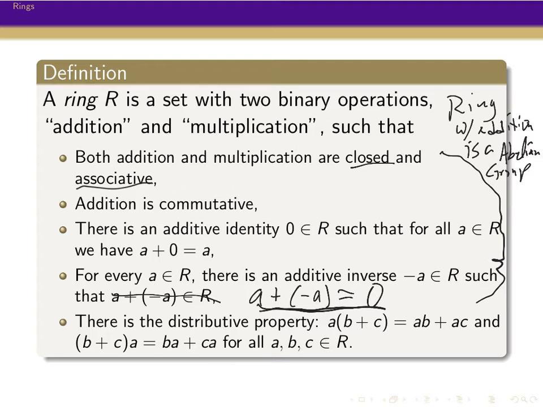Notice we had to write it two different ways because we're not saying that multiplication has to be commutative. So addition is a full abelian group: commutative, closed, associative, with additive identities and additive inverses. For multiplication, all we're saying is that it has to be closed and associative, and then it has to have this distributive property that allows it to play well with addition.